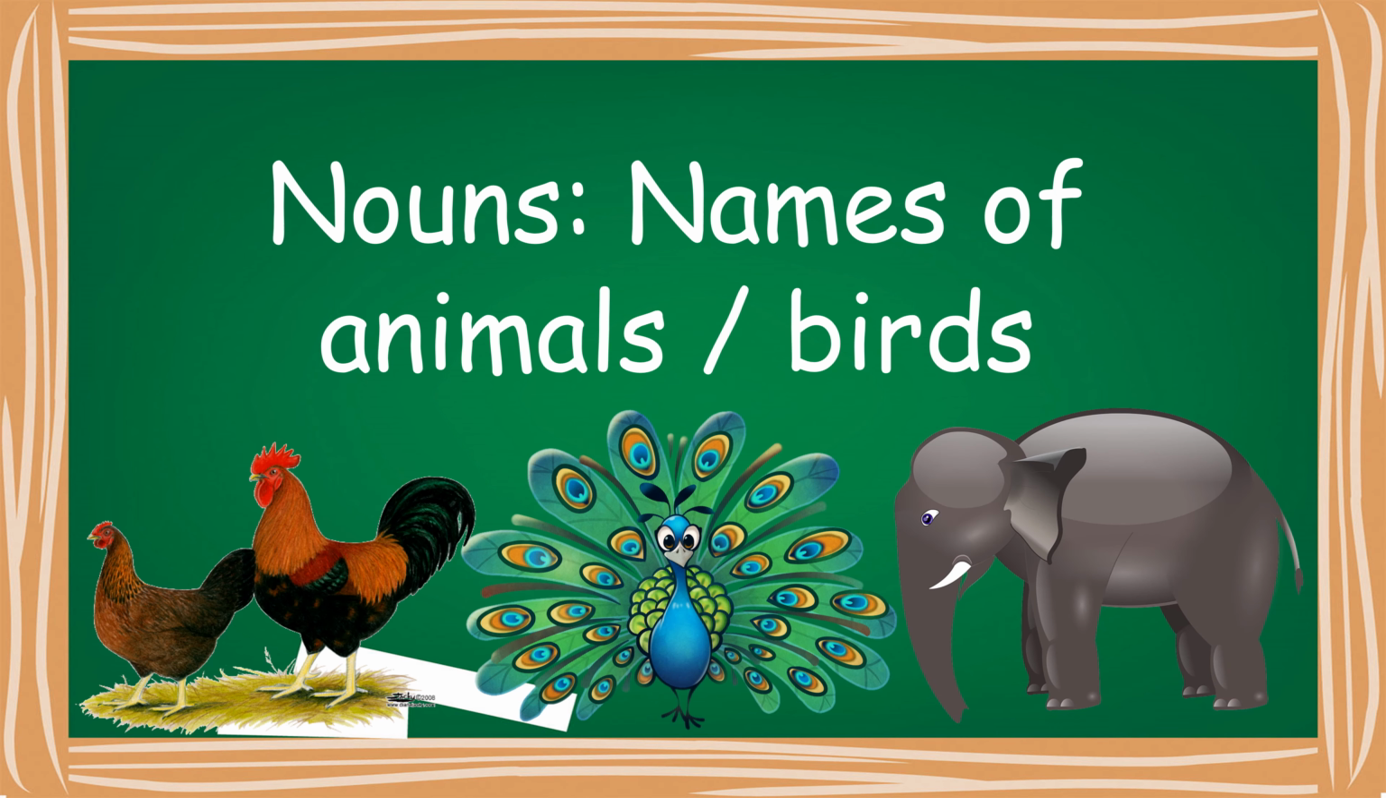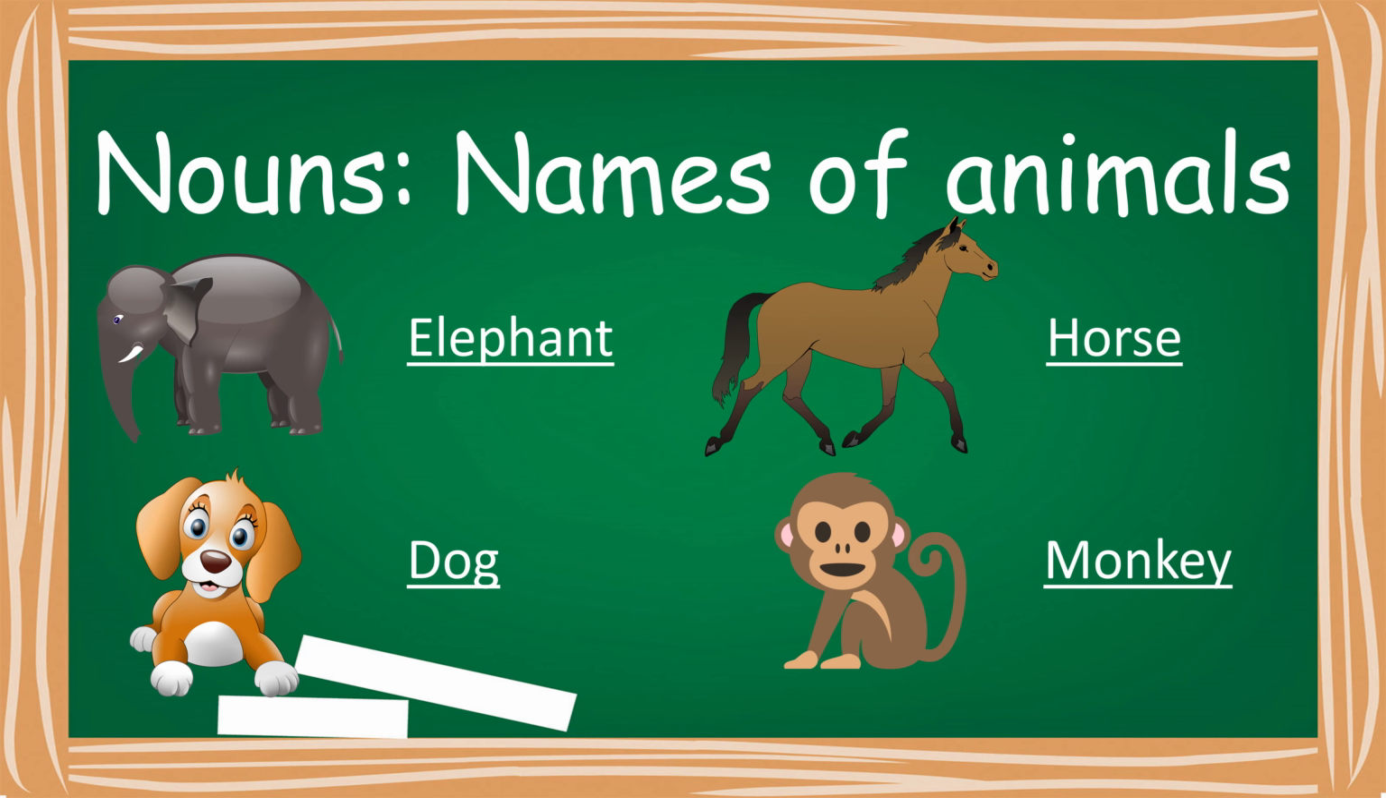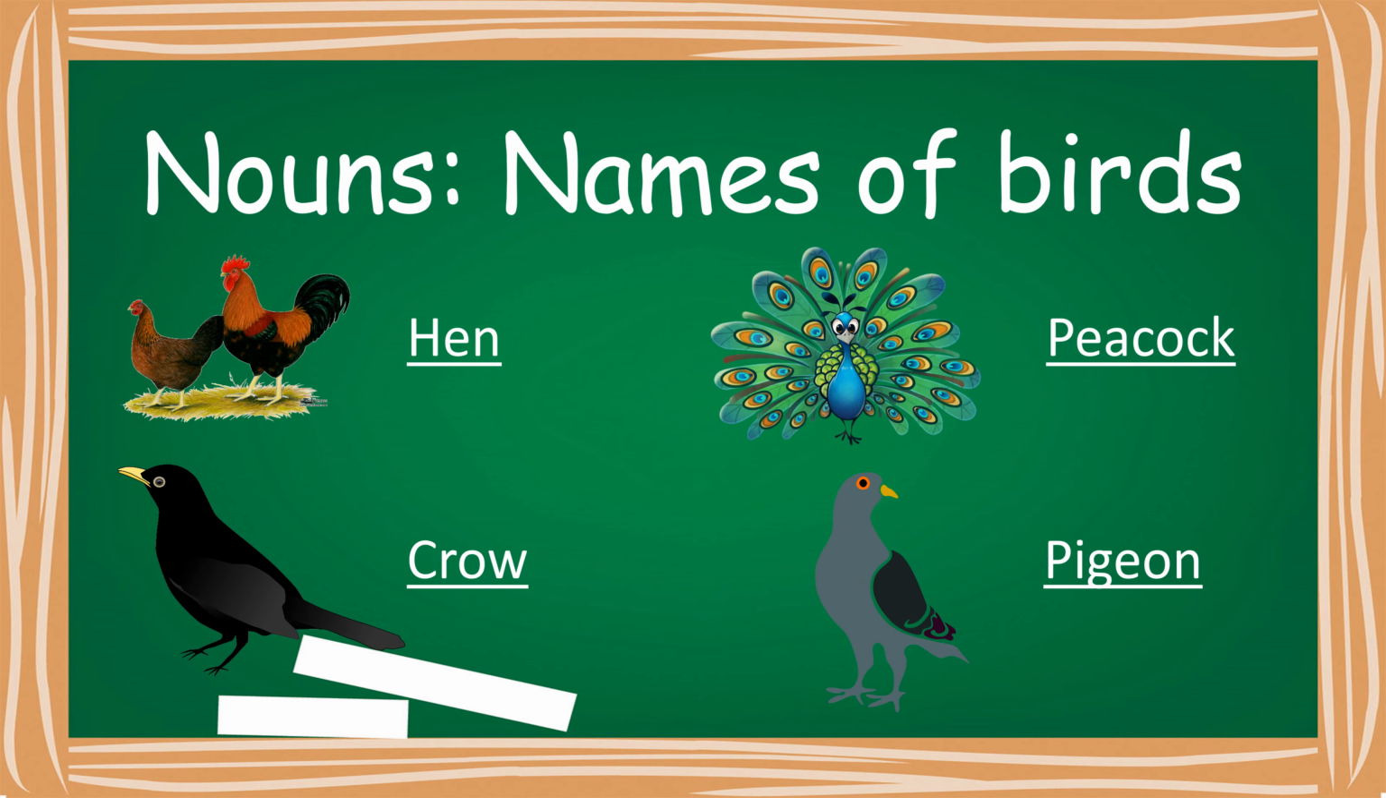Next, let's see the names of animals and birds which comes under nouns. Elephant, dog, horse, monkey, all these are the names of animals which comes under nouns. There are n number of animals, all the animal names comes under nouns. Likewise, the names of birds also comes under nouns. Example, hen, crow, pigeon, peacock, all these comes under the nouns.